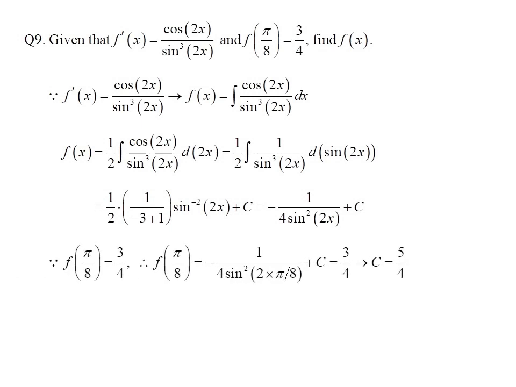Since f of pi over 8 equals 3 over 4, negative reciprocal of 4 times the square of sine 2x plus c equals 3 over 4, which gives c equals 5 over 4. Hence, f of x equals 5 over 4 minus the reciprocal of 4 times the square of sine 2x.